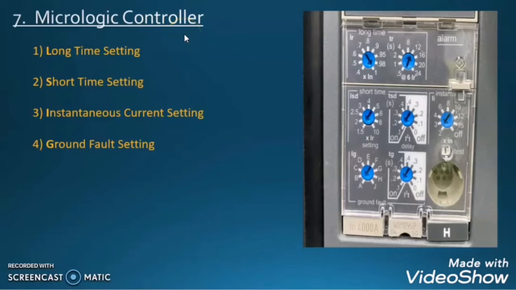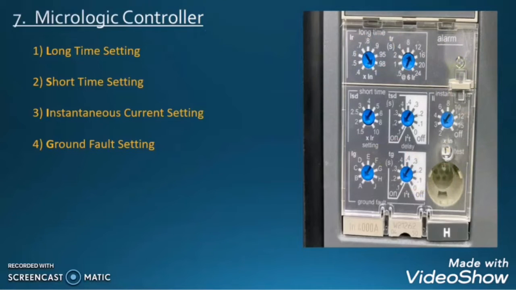The next detail available on the air circuit breaker is the Micrologic controller. These Micrologic controller dials give us the facility to set our air circuit breaker as per the load requirement or as per the load characteristic which is connected on that ACB.